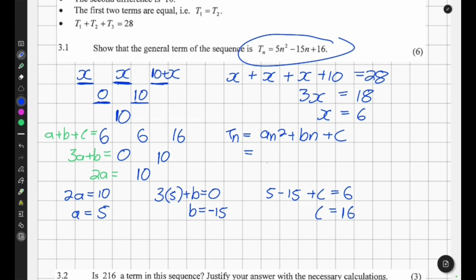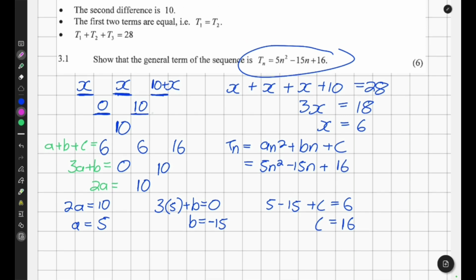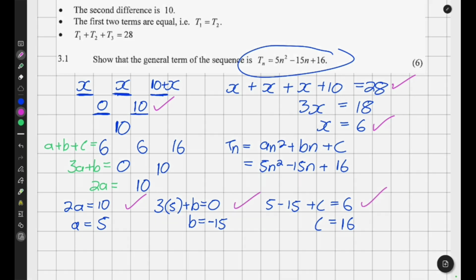And therefore, I can confirm that the answer is correct because I found that a is 5, b was minus 15, and c was 16. Great, 6 marks for that. Okay, so my marks if I built out this whole system correctly, then if I added them I would get 28, if I got the 6 and then for solving a, b, and c. So remember, I'm not getting a mark for my answer because they said prove that the answer is this, so they gave it to you already.